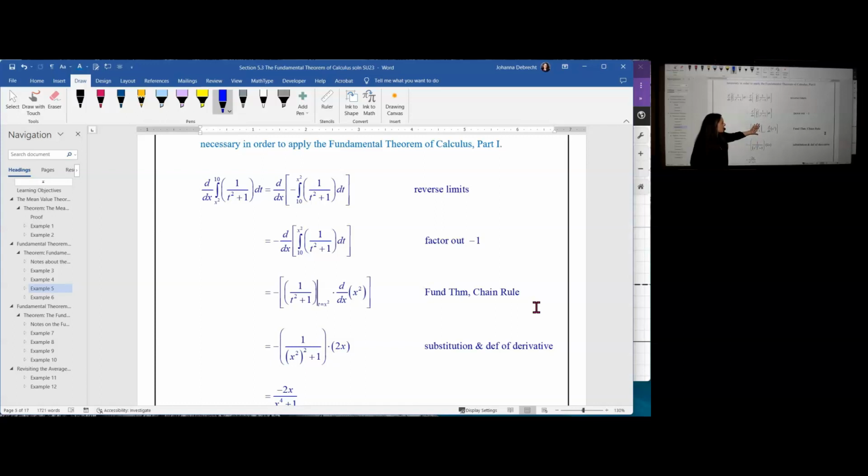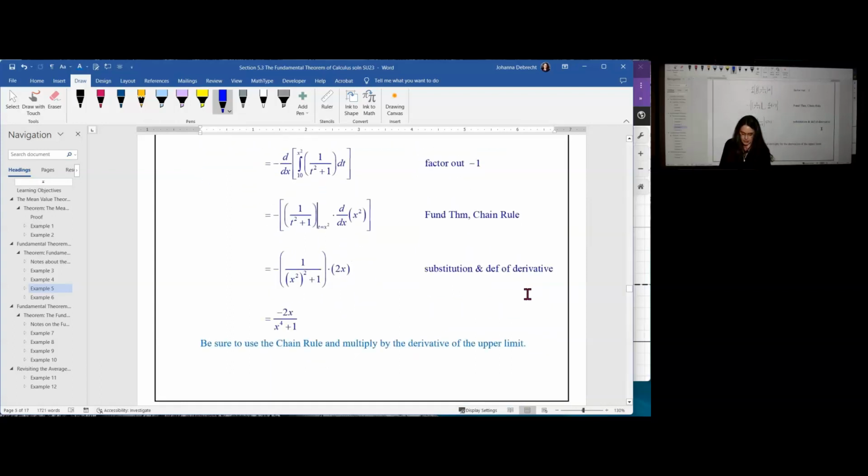We get the integrand, but we're going to substitute in place of the dummy variable t the expression x squared. Then we have to multiply by the derivative of that expression in the upper limit of integration. That's the chain rule part. This gives us -2x over x to the 4th plus 1. Be sure that you don't forget to apply the chain rule and multiply by the derivative of the upper limit of integration.